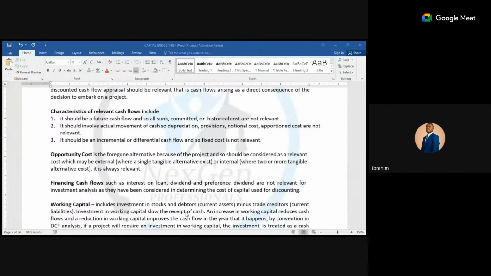Of course, we know that sunk costs or committed costs or historical costs are not relevant. Of course, we know that depreciation, provision, apportionment, and fixed cost that is not incremental, are not relevant, right? So when we see all this kind of thing in a question, we know that, okay, this is sunk cost, committed cost. We have committed that we will pay salary. The salary is a committed cost.